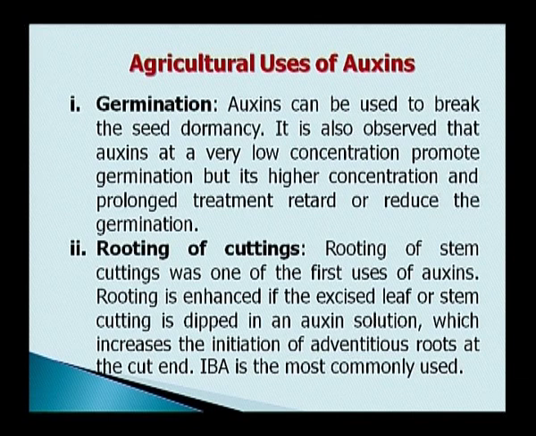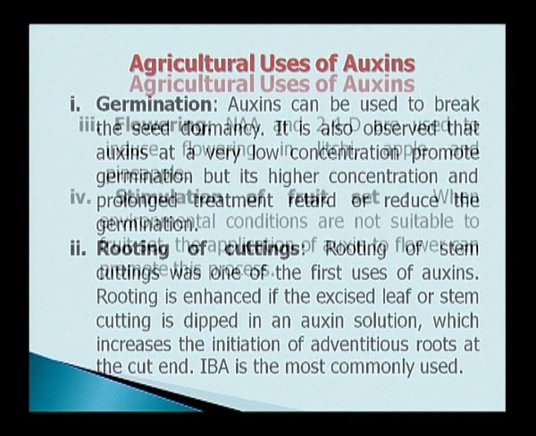Rooting of cuttings in horticulture is very important, and auxins play an important role in rooting of stem cuttings. Rooting is enhanced if the excised leaf or stem cutting is dipped in an auxin solution, which increases the initiation of adventitious roots at the cut end. In this case, IBA, the synthetic auxin, is most commonly used. Actually, this phenomenon is widely utilized in floriculture and vegetable crops.